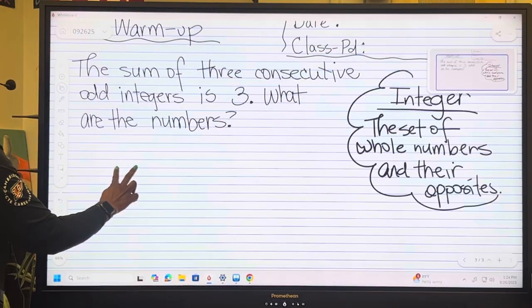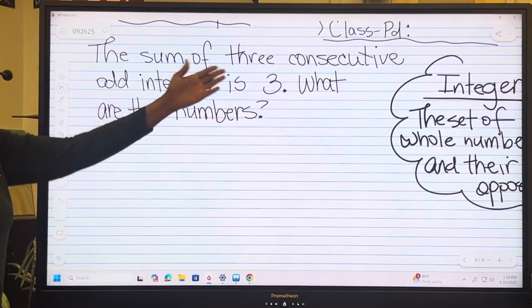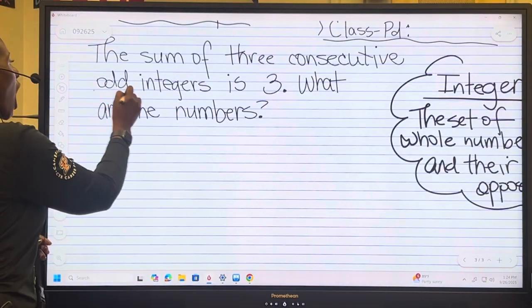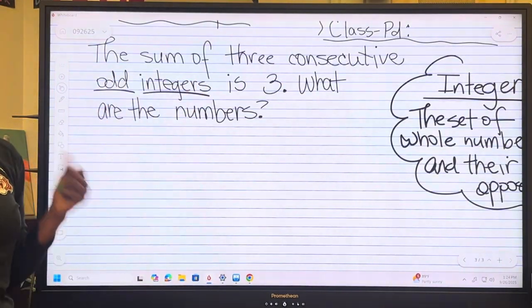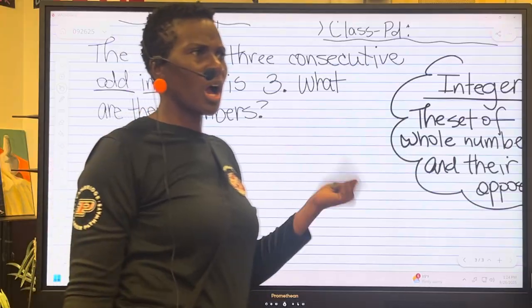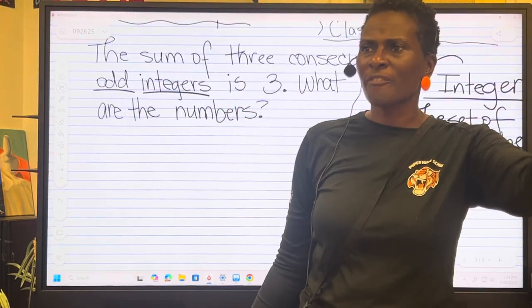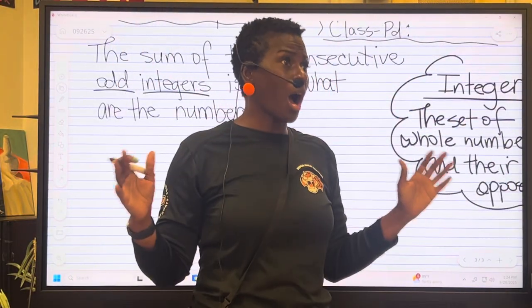All right, so what are they looking for from us? So if we go back here, it says the sum of 3 consecutive, what? Odd integers. What are odd numbers? Odd integers. Give me 3 odd integers. 1, 3, 5, 7, 9. These are all odd, right?